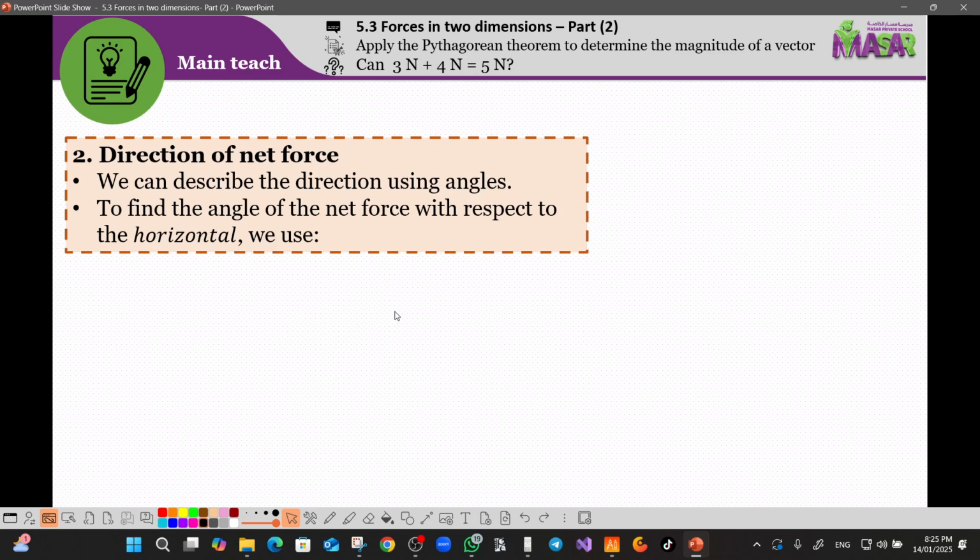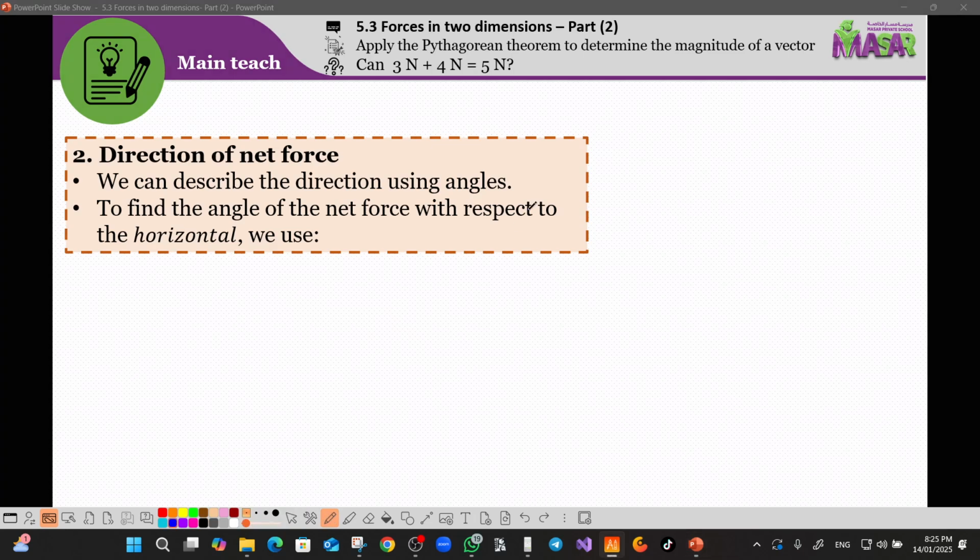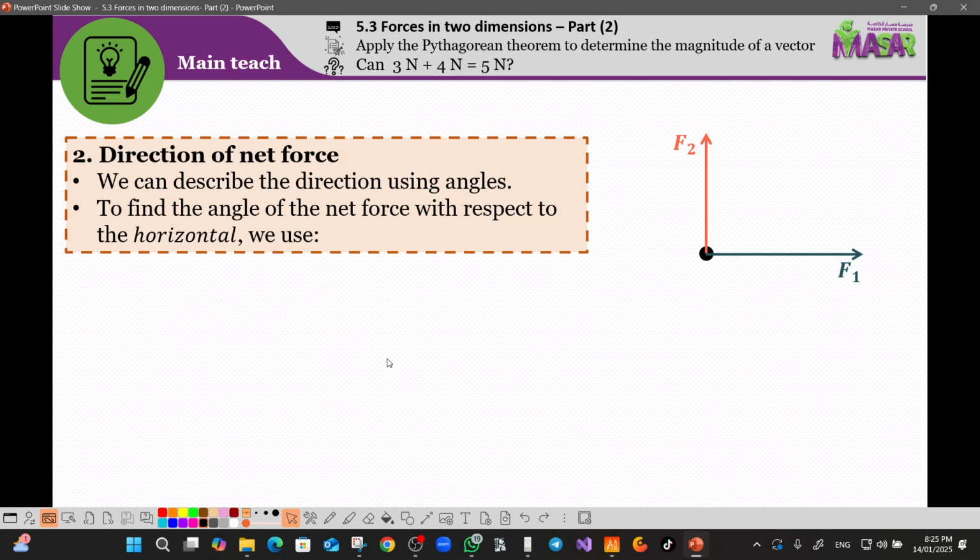Okay, now the direction of the net force. In the previous section, we determined the direction of the net force graphically. For example, if we have two perpendicular forces, then the net force can be drawn using the rectangular shape provided by F1 and F2. The diagonal of this rectangle represents the direction of the Fnet. Now, this was a graphical solution. Now we're going to introduce the analytical solution.